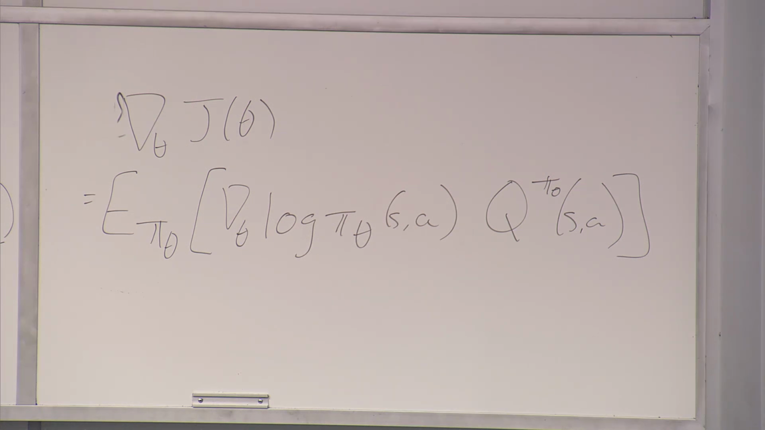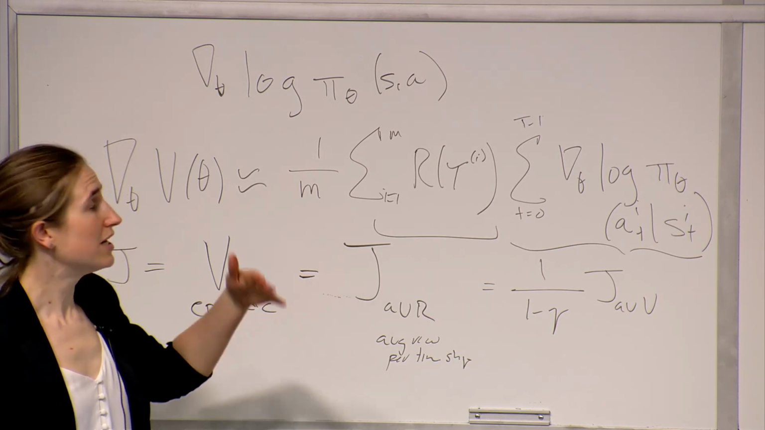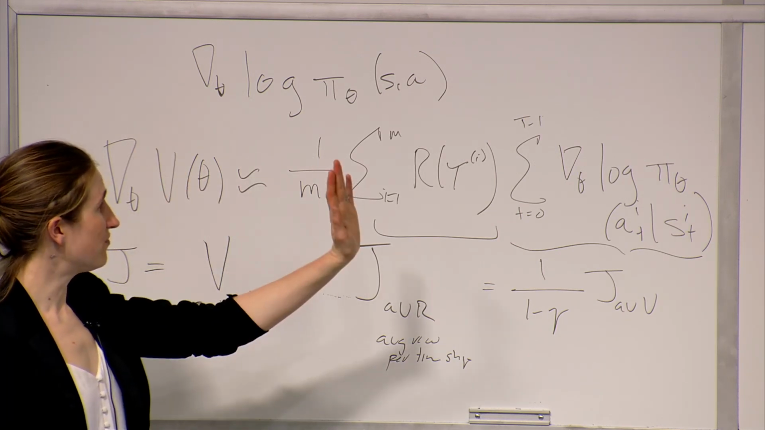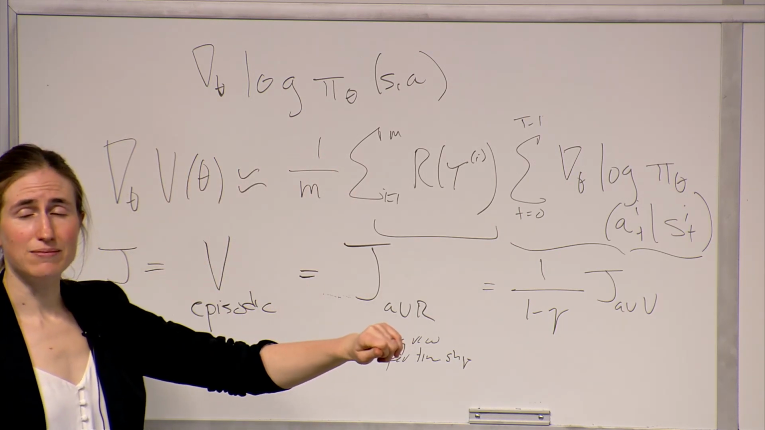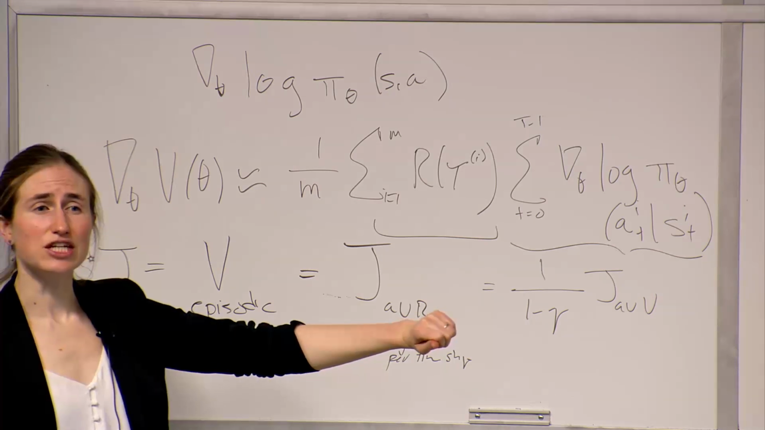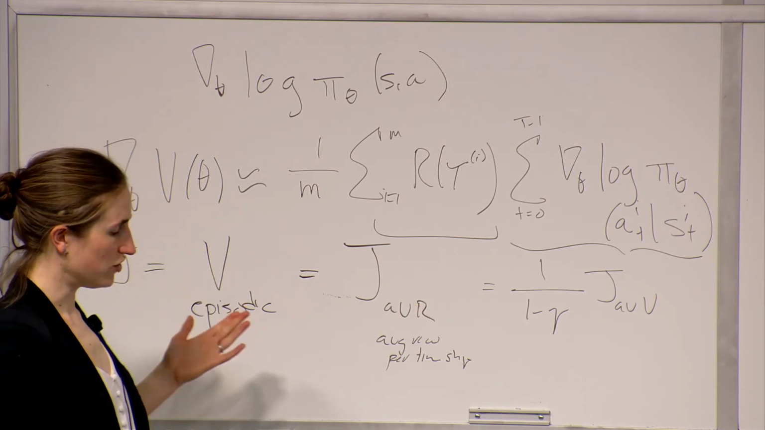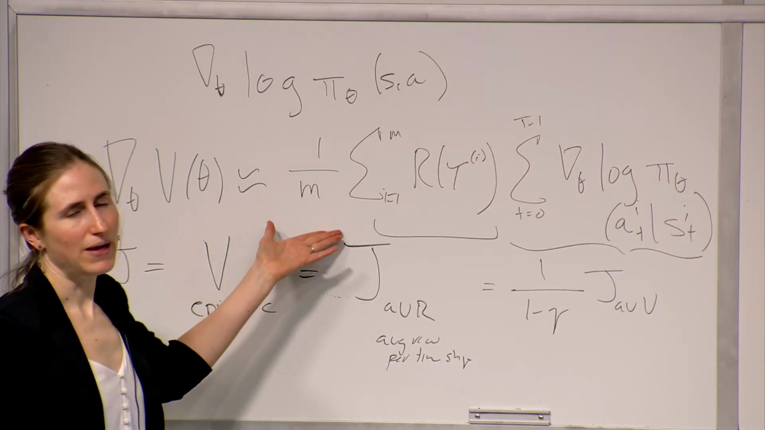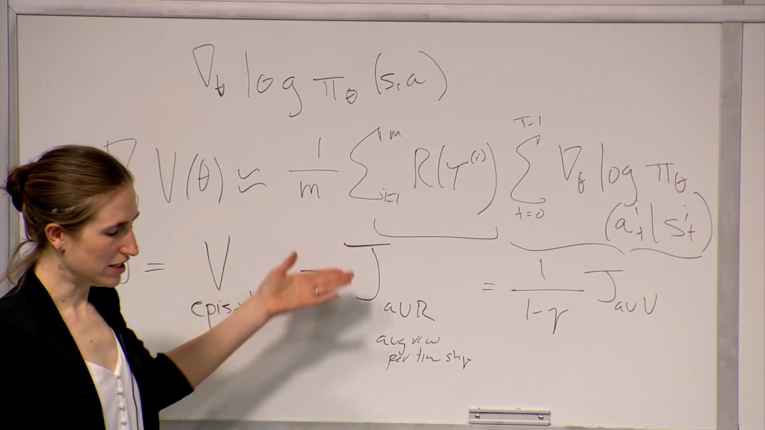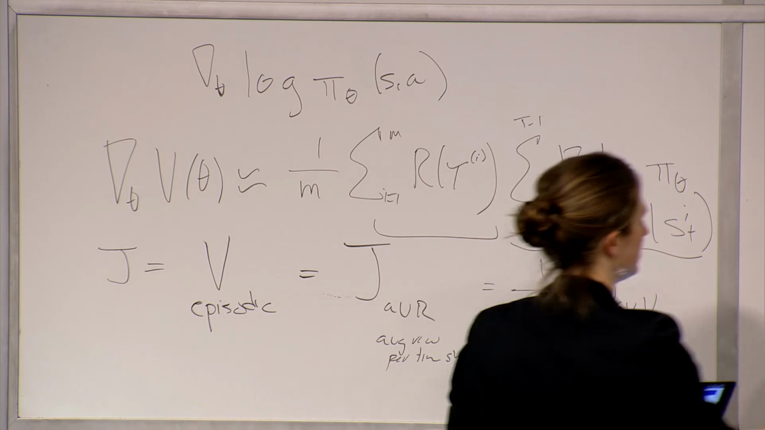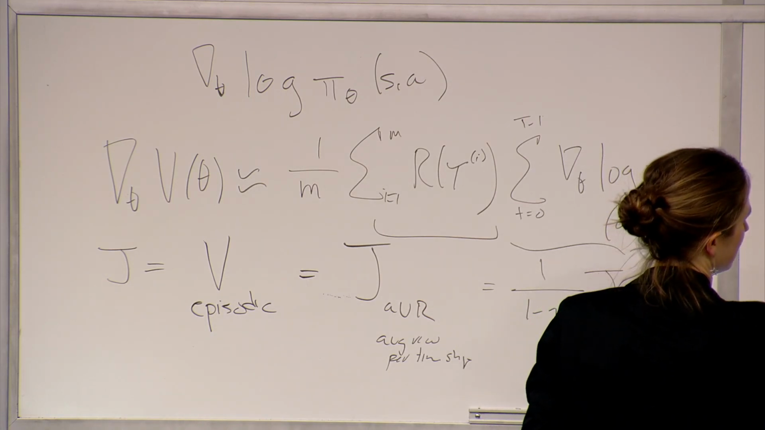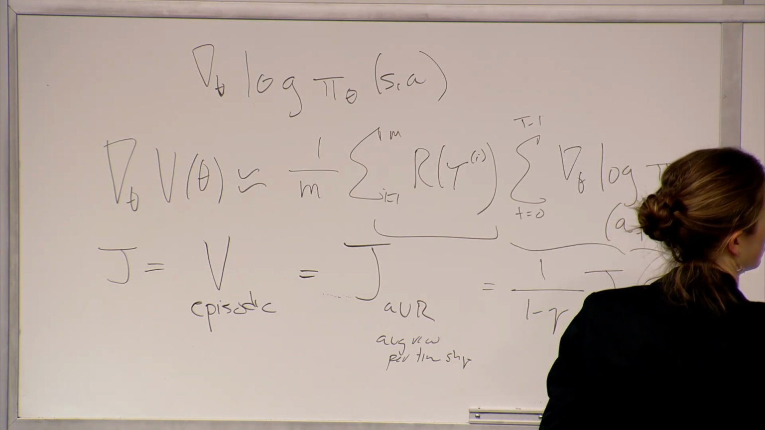Okay, so what we've said so far is that we have this approximation where we just take our policy and run it out m times. For each of those m times, we get a whole sequence of states, actions and rewards, and then we average. This is an unbiased estimate of the policy gradient, but it's very noisy.